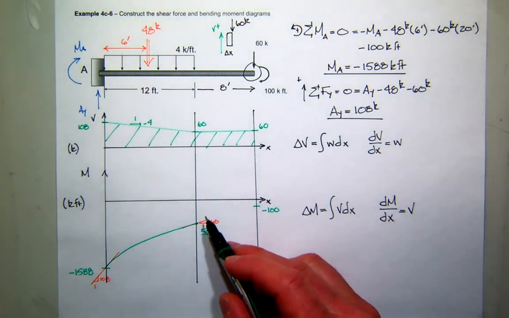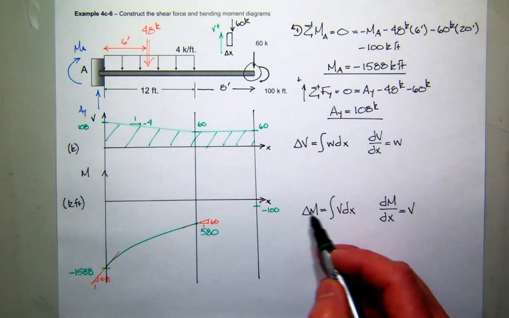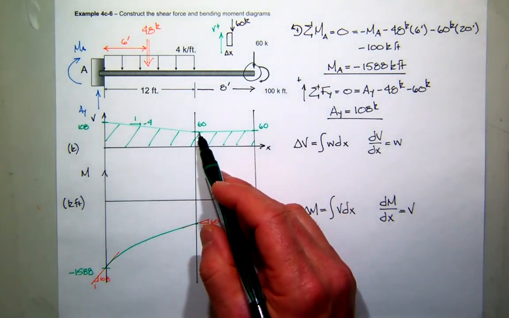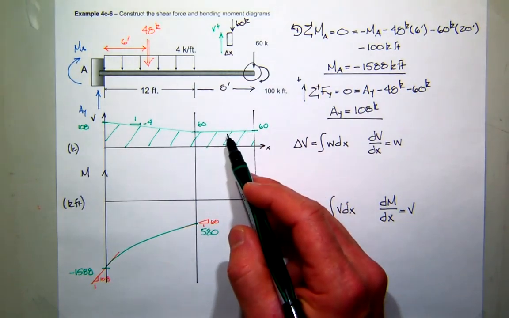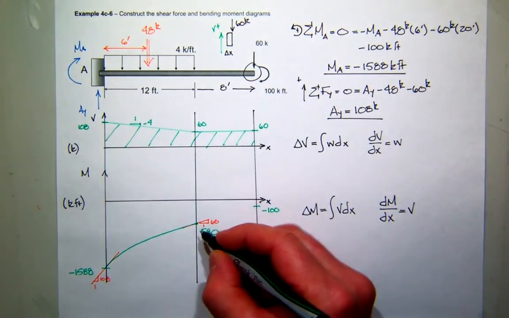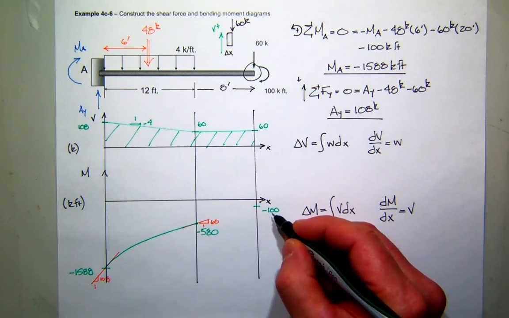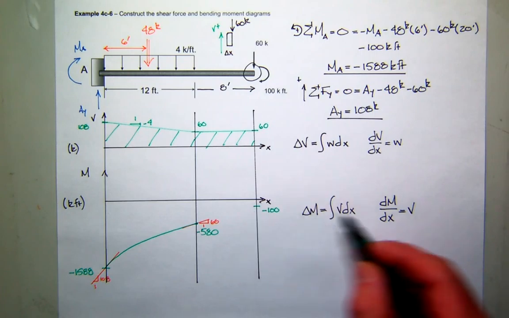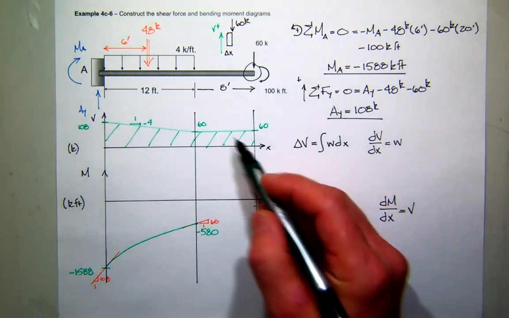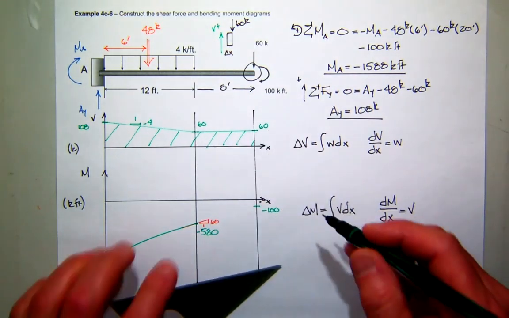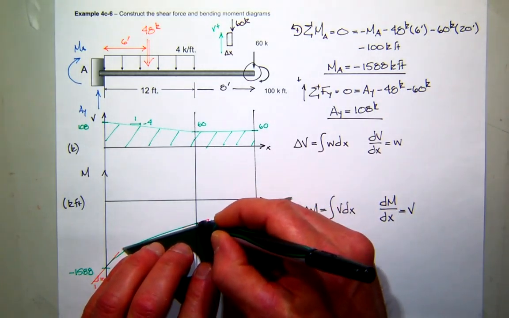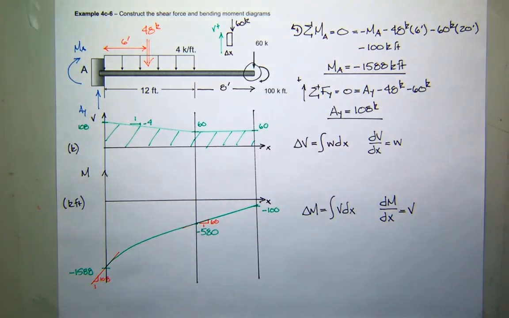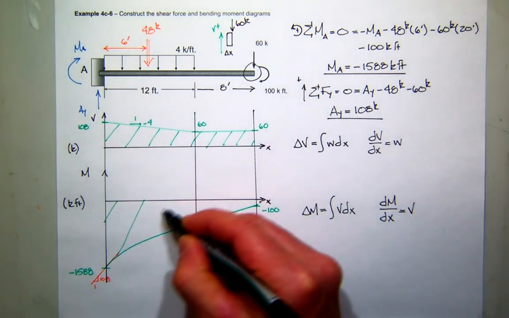Okay, now for the last 8 feet, the change in the moment is equal to the area in the shear diagram. What's the area in this part of the shear diagram? It's a rectangle. It looks like 60 times 8, that's positive 480. So negative 580 plus 480, hey, negative 100. That worked out. And the curve between these 2 points is defined by the shear value, and the shear value is constant and positive. It has the same slope, 1 to 60. So there's my moment diagram.